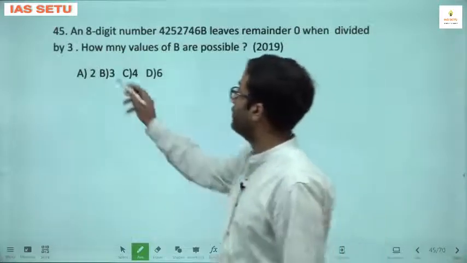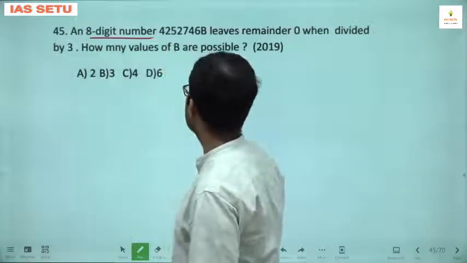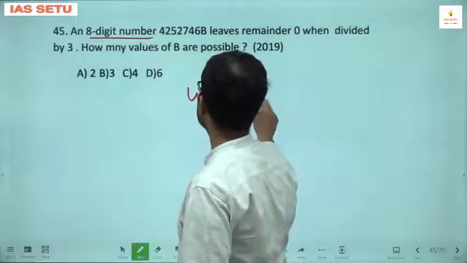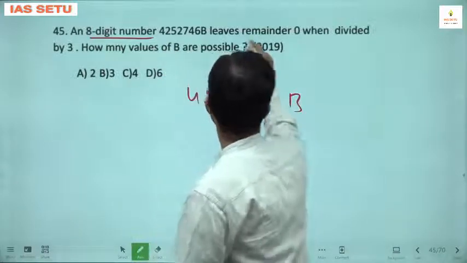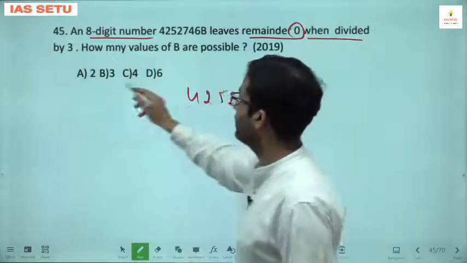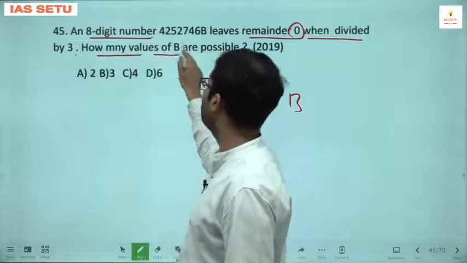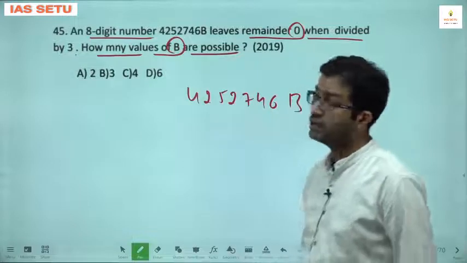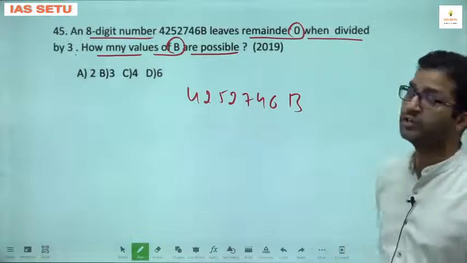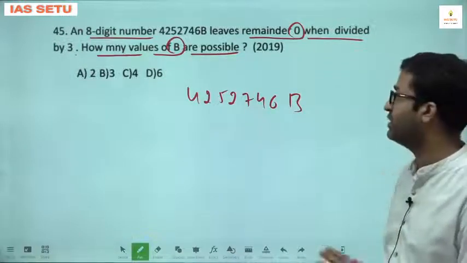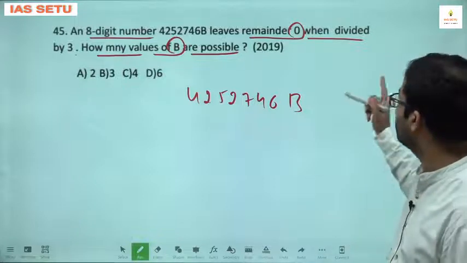Question number 45: an 8-digit number 42527446B leaves remainder 0 when divided by 3. How many values of B are possible? Some students miss this point and get the wrong answer. How many different values of B has been asked? So it is divisible by 3.